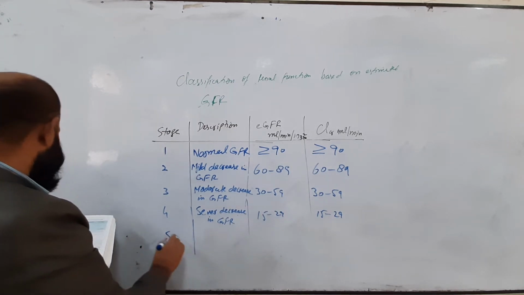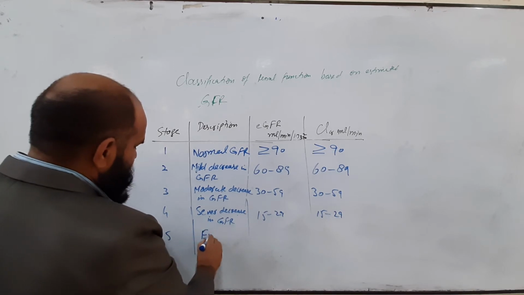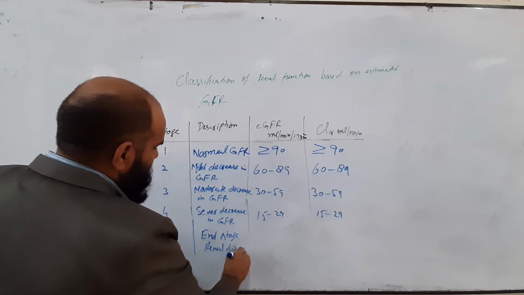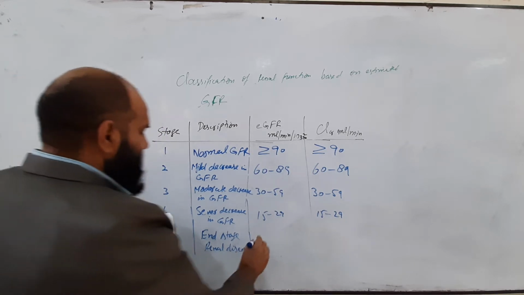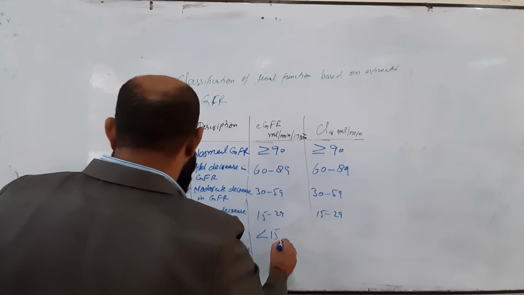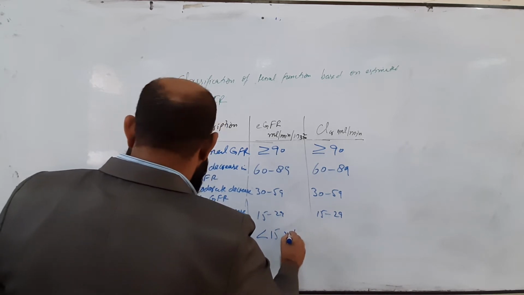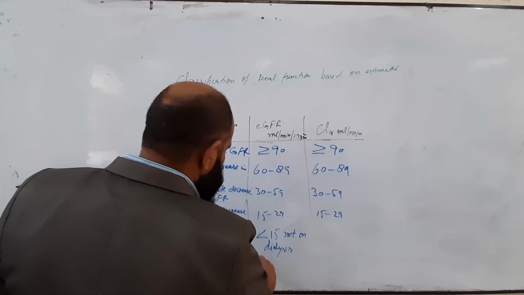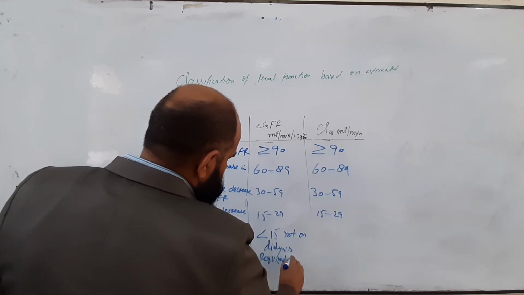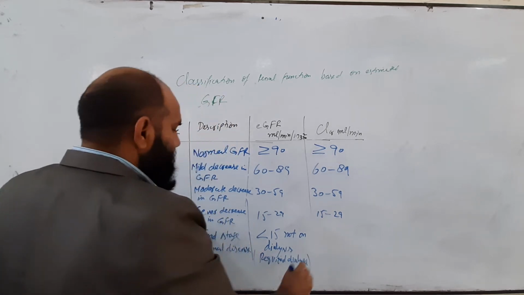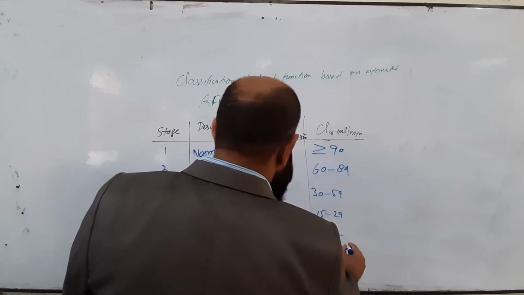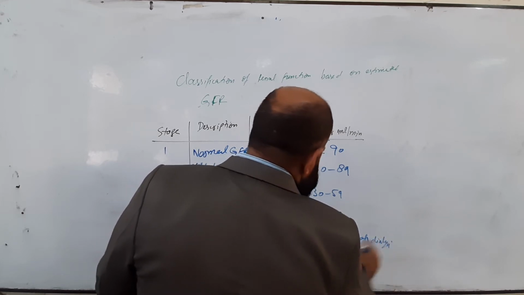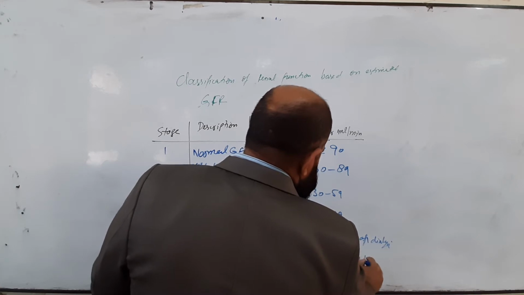Stage 5 is end stage renal disease, less than 15, not on dialysis, required dialysis.